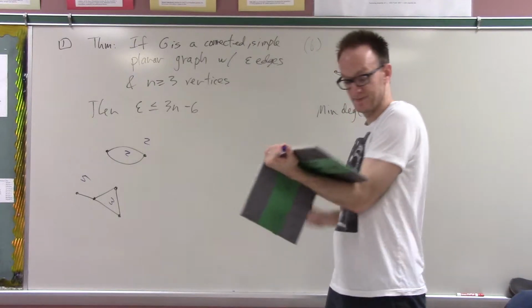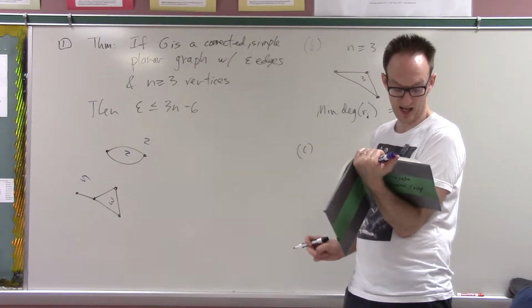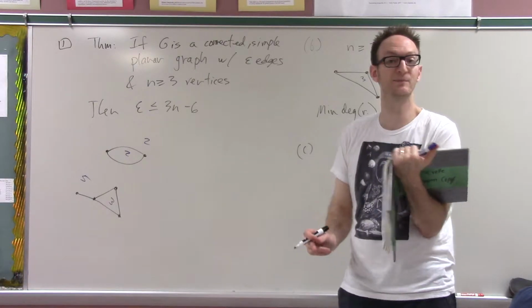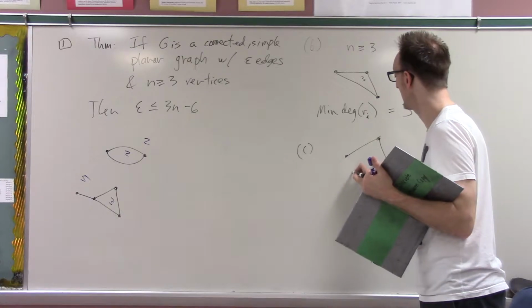Okay, part C said prove that the sum of the degrees of the regions is twice the number of edges. Well, just duh, right? Given any region, and so on.